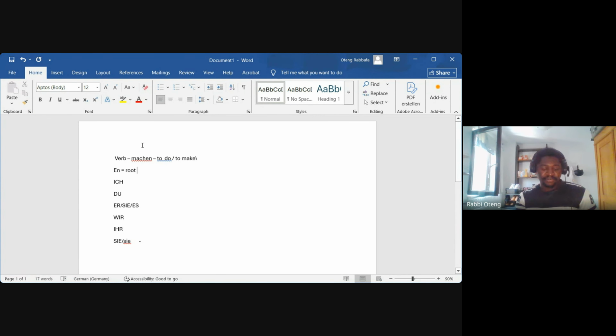So the stem for machen will be mach. Ma could also be the stem. So you take away the en, then you add these endings. For du, you add st. For er, you add t. For wir, you add en back. For ihr, you just add t. Then sie, you add your en back.